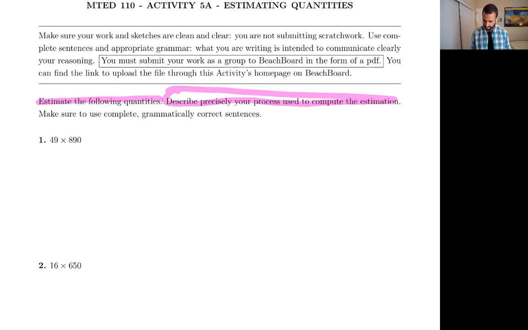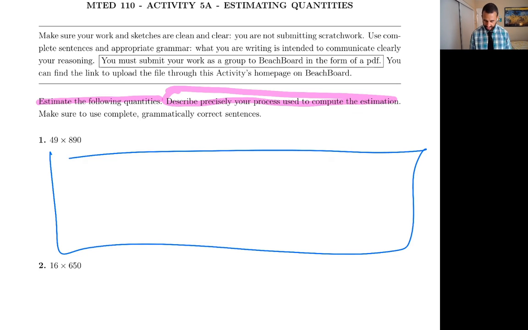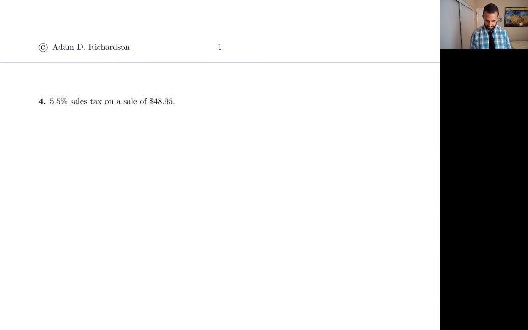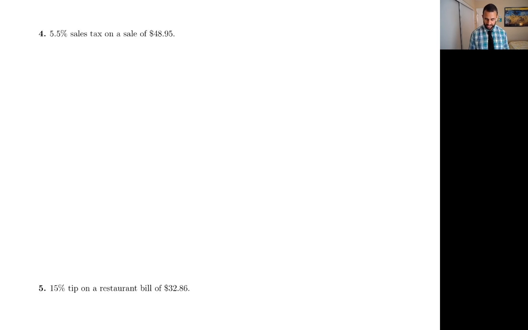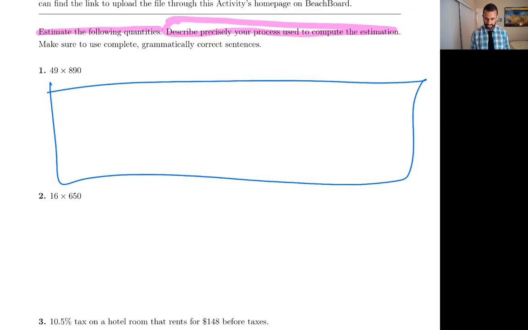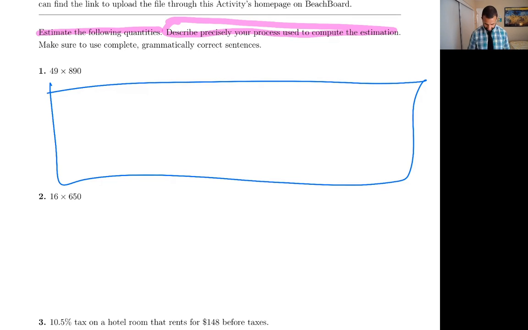I don't want you to just come in here and write the answer like, oh, I don't know, 10,000 or something. That's not sufficient, right? You need to explain how you got that estimation in words. Write a sentence. That's why you have all this space right here. Write a sentence explaining how you got your estimation, and you're going to do that for each of these. That's pretty much it. Some of them are percentages, some of them are not, but you do have to explain how you got that estimation.